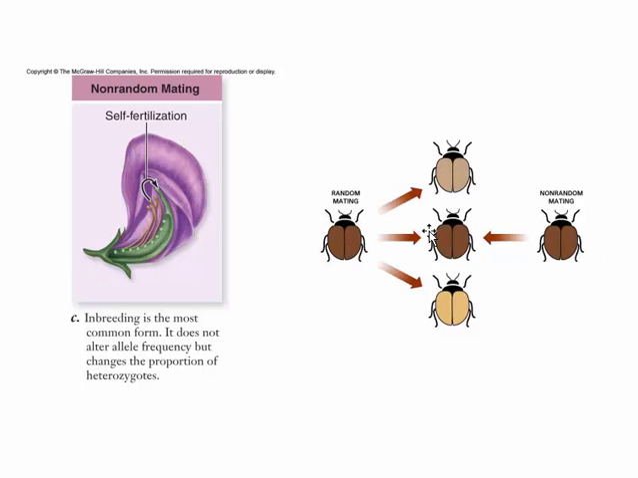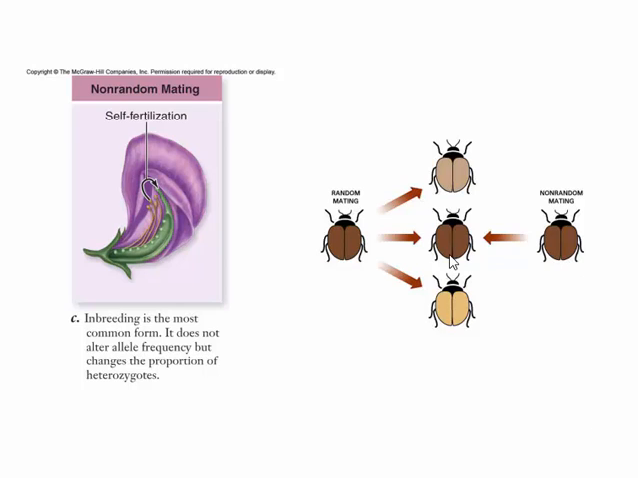Here we see an example with these beetles. They're choosing mates based on color. The one on the left is random: this dark colored beetle will mate with any colored other beetle. Where we might see non-random mating is here. The dark colored beetles maybe only mate with other dark colored beetles. So that would be a non-random process.